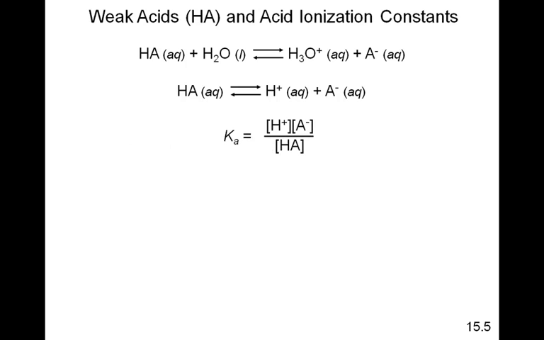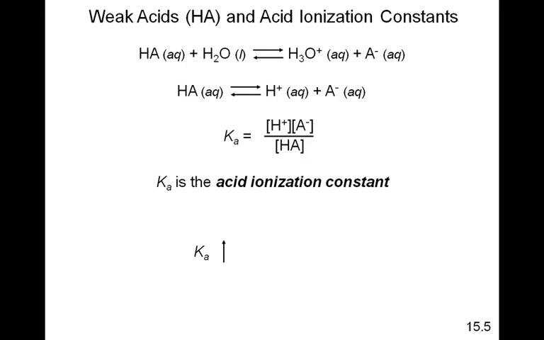Of course, since this is written as an equilibrium, we can write an equilibrium expression for it. And the K sub C, in this case, is equal to the H plus concentration at equilibrium times the A minus concentration at equilibrium, divided by the HA concentration, also at equilibrium. Because this is a special K, get it, special K, because it is a specialized K that is specific for acids, we call it the Ka, which is known as the acid ionization constant, K sub A.